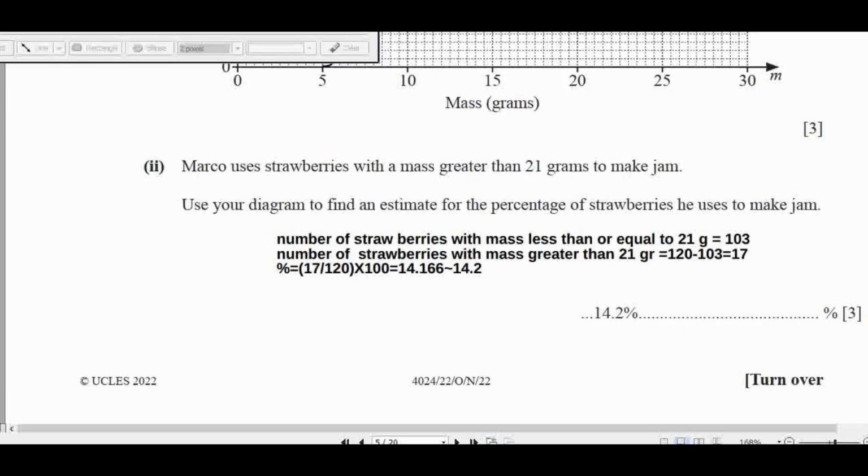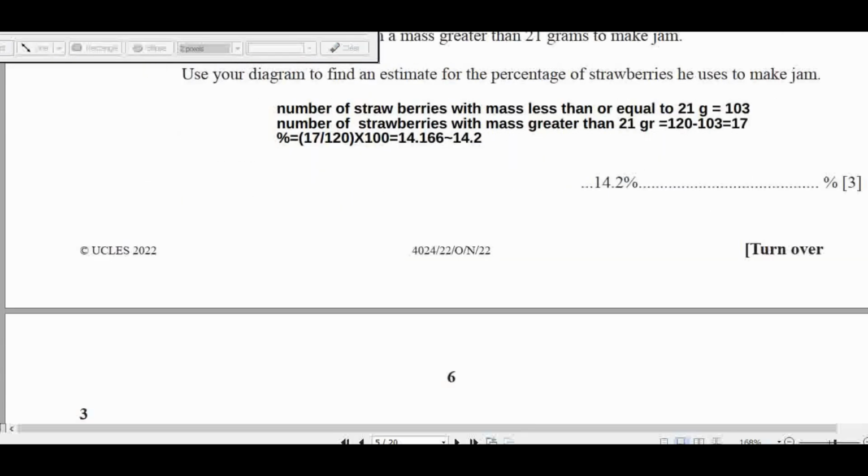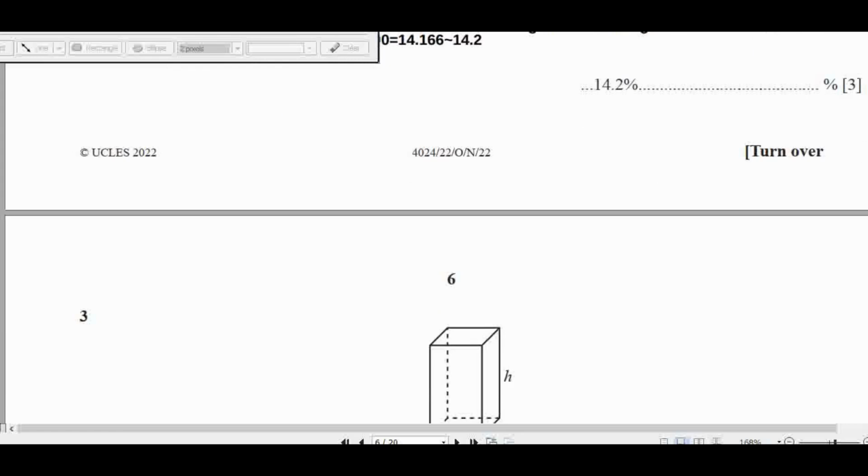That's it. So this is question number 2 I solved for you.